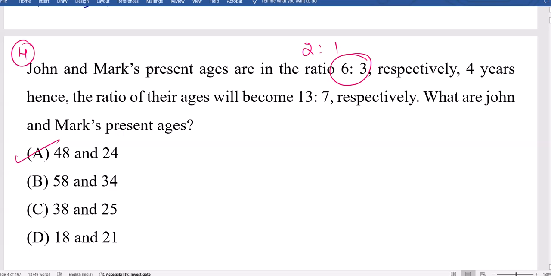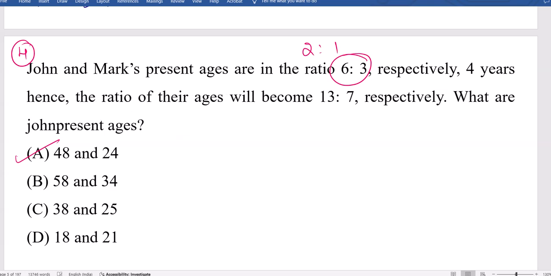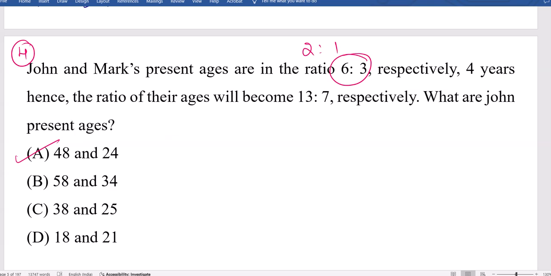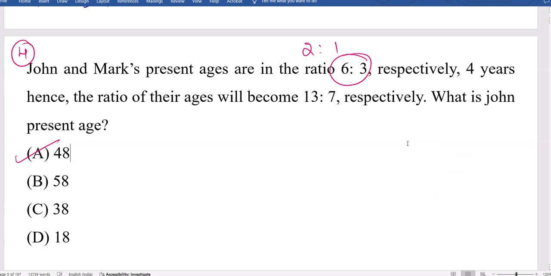Maybe you people can ask me the same thing, sir. If the question is regarding only Jan's present age, then how to handle this question, sir? Okay, we'll look into that. If suppose the question is asking only about Jan's present age, then we need to find what Jan's age is, right? Now, sir, what can be done? Listen, they may give 2:1 or 6:3, whatever it might be. So present is 6:3 or 2:1.